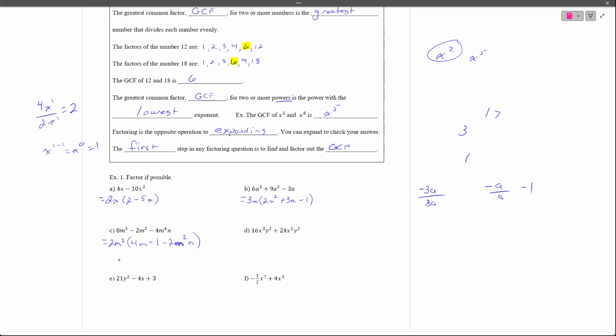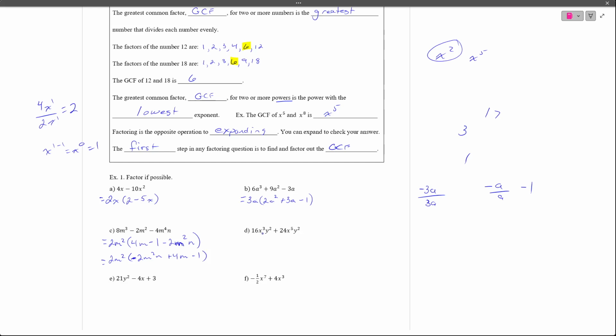If I wanted to, I could rewrite this just to keep it in proper order. So we'd have 2m squared multiplied by negative 2m squared n plus 4m minus 1. That would be a bit of a more accurate way of writing it. Let's go to the next one.